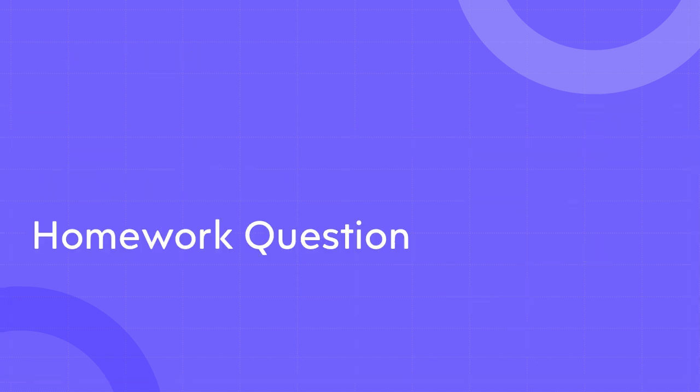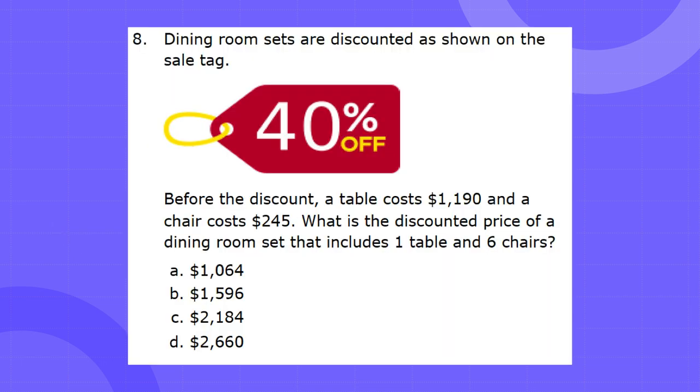Okay, you had one question for homework last night. It was question number 8 with the discounts. It looked like this. You got dining room sets and they're discounted 40% off. And apparently we're buying a table and multiple chairs, and we want the discounted price. What is the first thing that needs to get done, Wesley?